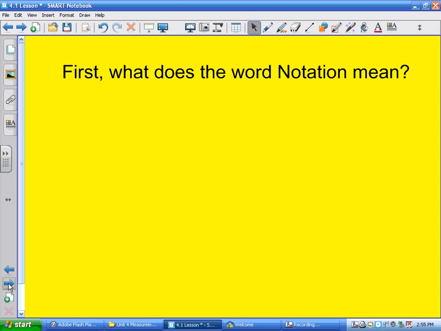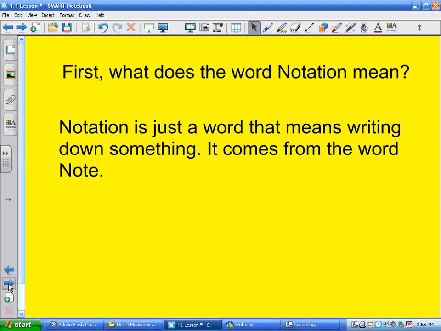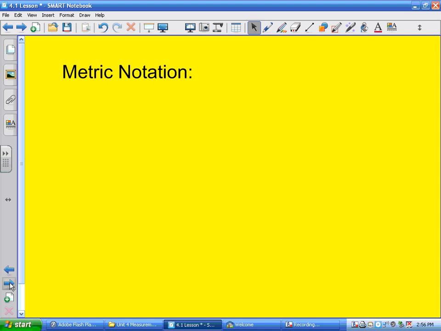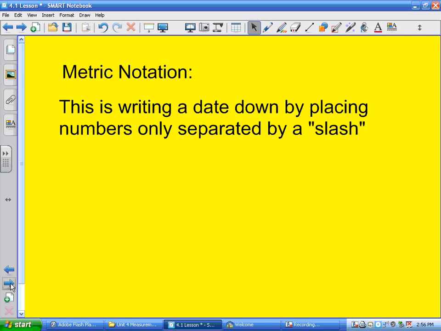You don't know. Tristan? Maybe like writing down December 2011. You get the right idea. Notation, excuse me, notation comes from the word note. Right? Which means you write it down. That's all it means. So here is metric notation. This is writing a date down by placing numbers only separated by a slash.